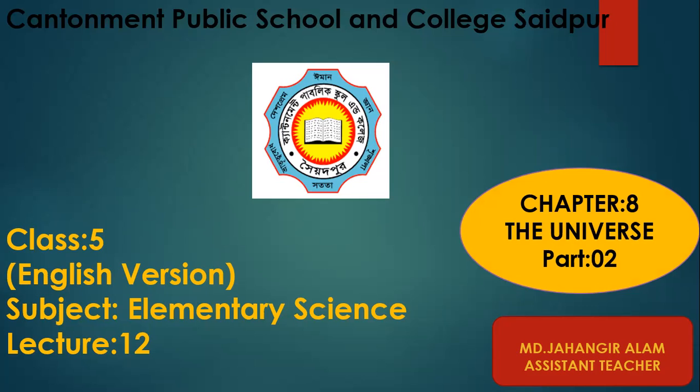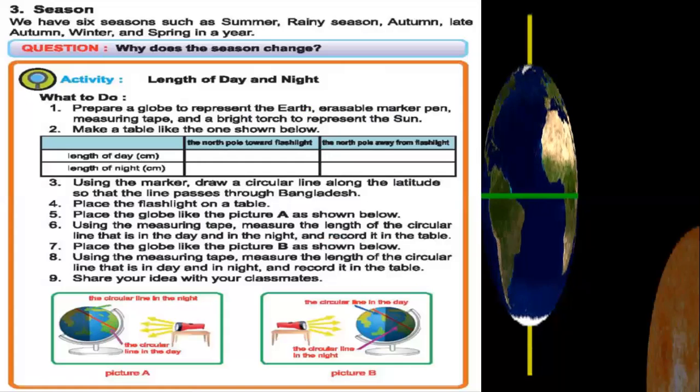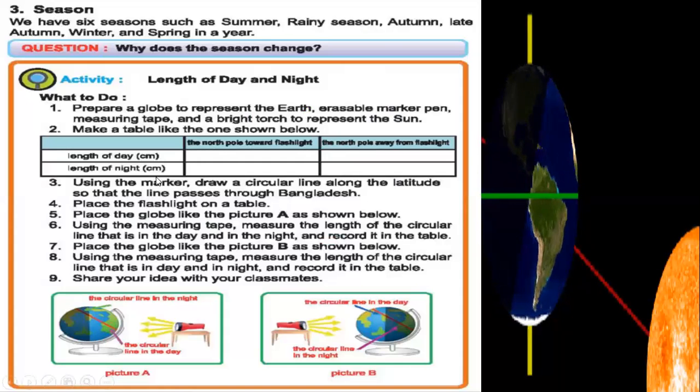In our previous classes, we learned about the definition of universe, the definition of astronomy, telescope, how day and night occur, what is rotation, what is revolution, and axis. So we learned about the primary concept of the chapter universe. Today we'll be discussing the seasons.